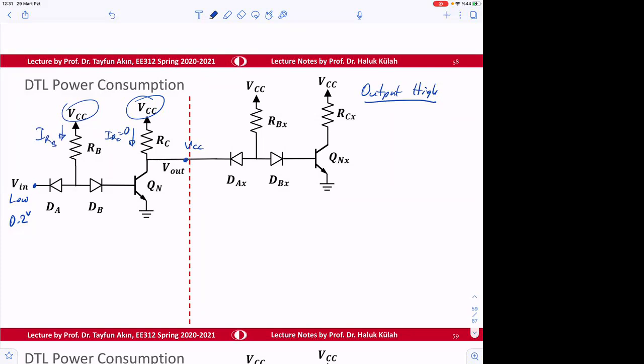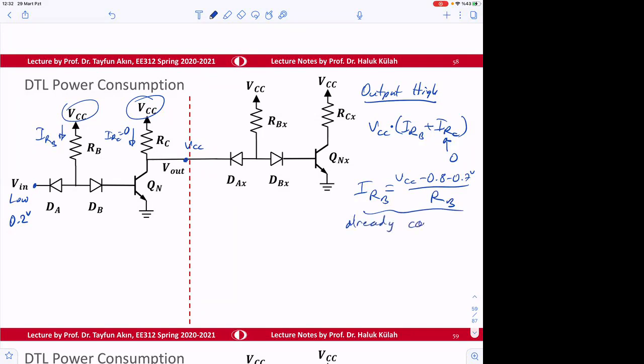And then IRB is the determining thing. So therefore, VCC times IRB plus IRC, and this one is 0. Therefore, I need to calculate IRB, and IRB is, we already calculated, VCC minus 0.8 minus 0.7 divided by RB. Okay, already calculated.